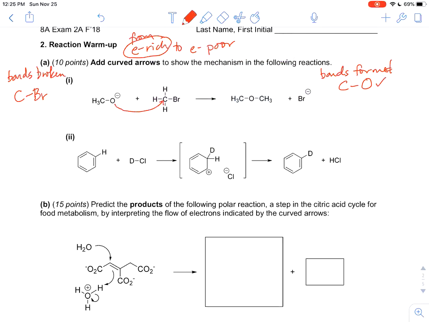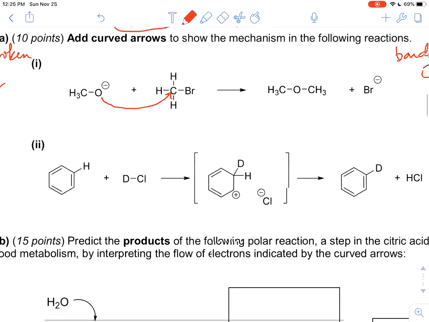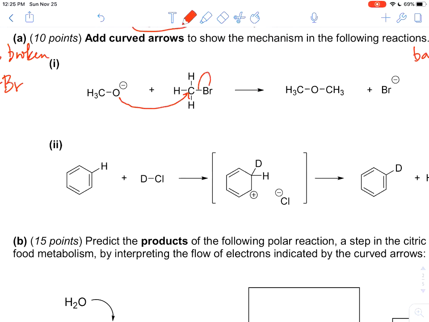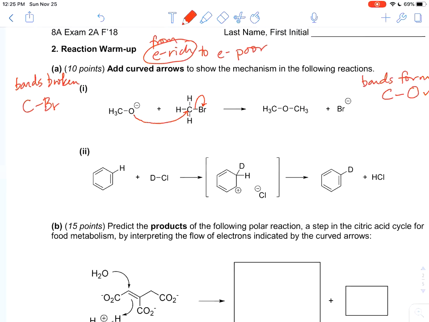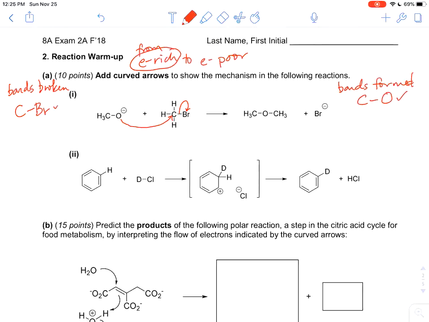At that point, we now have too many electrons around that carbon that was just attacked, so we're going to start in the middle of the bond, and end at the bromine. And so that tells us that we're going to be breaking the carbon-bromine bond. Check. And that's how we do that.